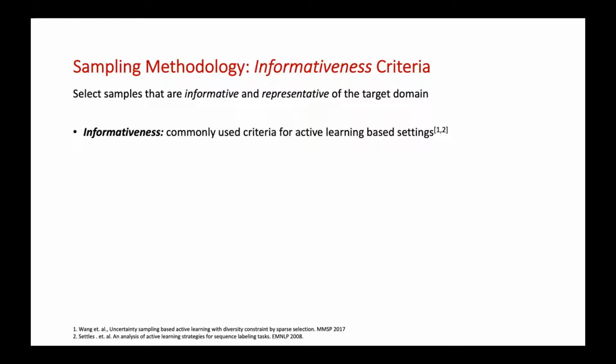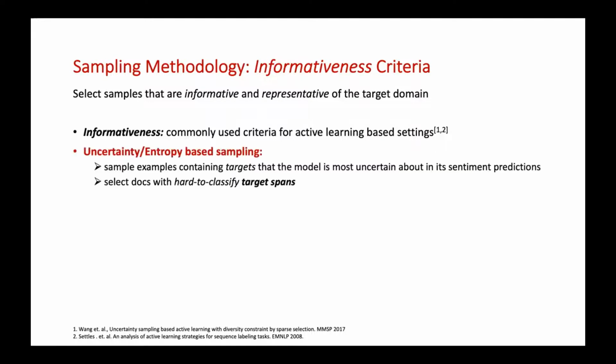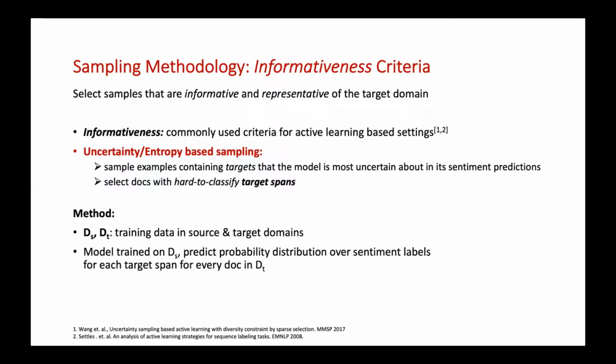Now, informativeness is a commonly used criterion for active learning-based settings. In our problem, we use uncertainty or entropy-based sampling to sample documents that contain targets that the model is most uncertain about in its sentiment predictions. This results in selecting documents with hard to classify target spans. How this works is in the following manner.